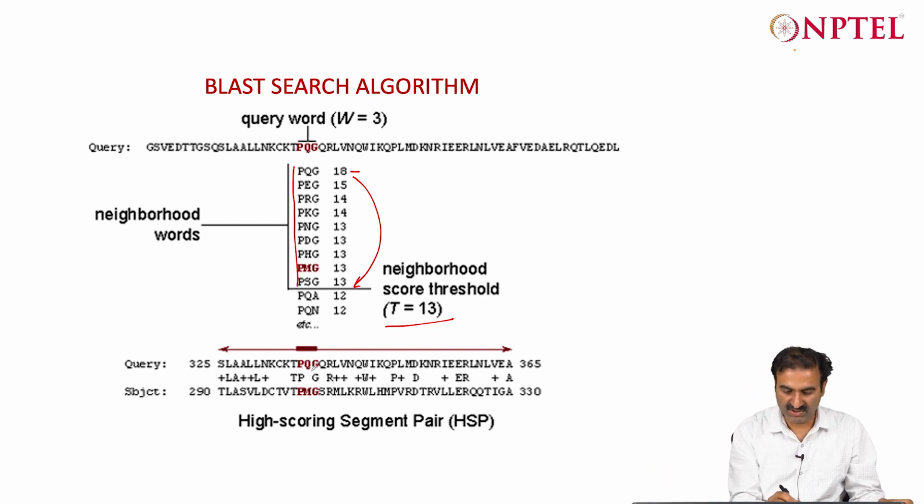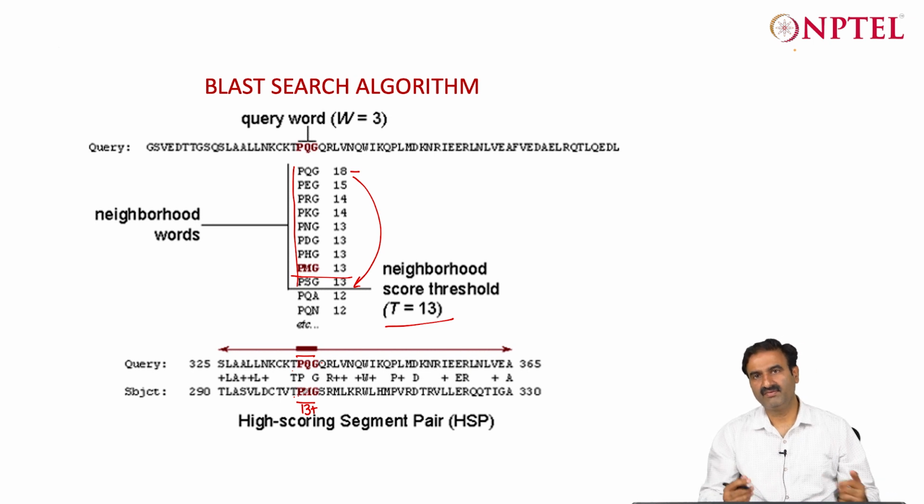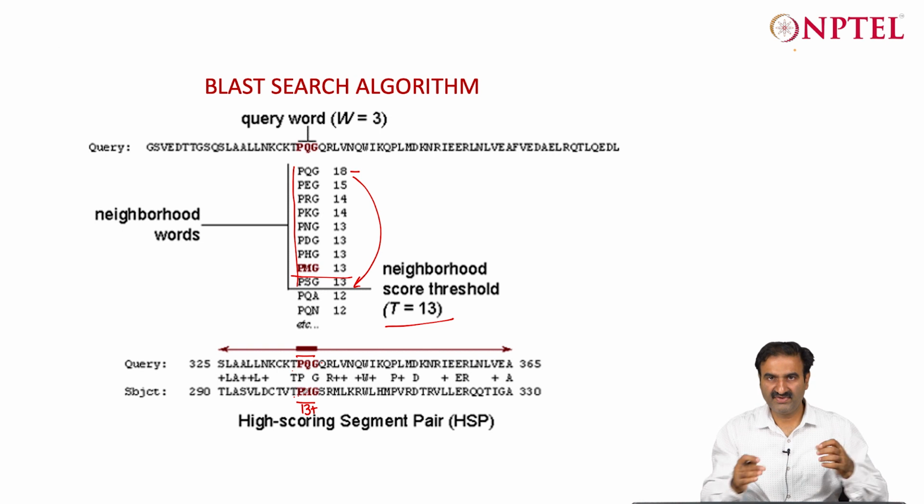So PQG matched here, right? It was PMG here and PQG here, and PMG had a score of 13. So this position will get a score of 13. And then the next, MGS and QGQ, will be matched, and similarly on this side KTP, TPQ and TPM will be matched with the same partial match criteria. If they show a good match, basically it will keep on extending in both directions like this.